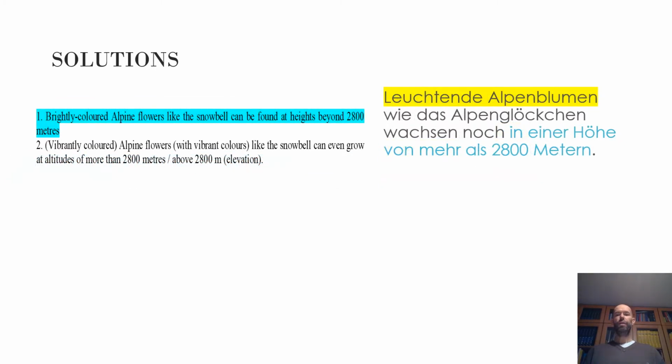Now for die leuchtenden Alpenblumen. Brightly colored alpine flowers like the snowbell can be found at heights beyond 2,800 meters. Or vibrantly colored alpine flowers, or alpine flowers with vibrant colors like the snowbell, can even grow at altitudes of more than 2,800 meters or above 2,800 meters elevation.